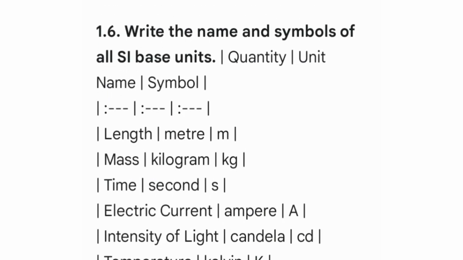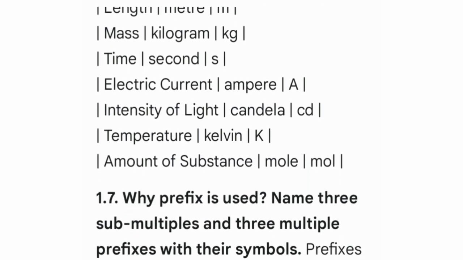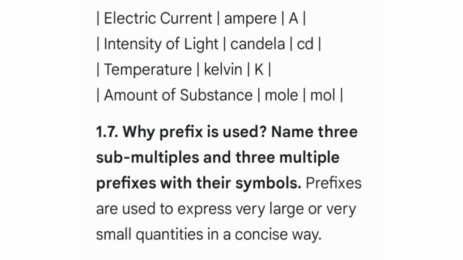Write the name and symbol of all SI base units. Length: meter, m. Mass: kilogram, kg. Time: second, s. Electric current: ampere, A. Intensity of light: candela, cd. Temperature: kelvin, K. Amount of substance: mole, and its symbol is mol.